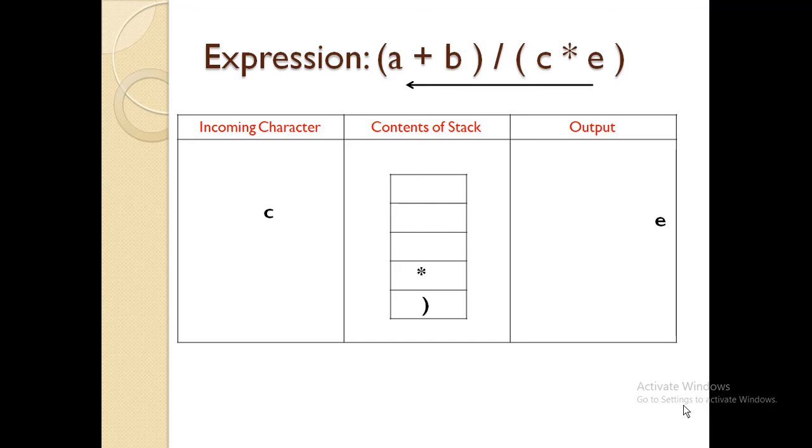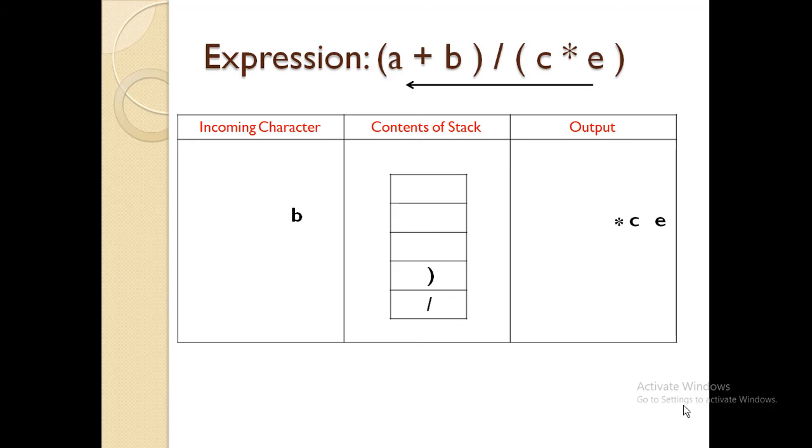Now next is C, directly display it onto the output string. Next is a closing bracket, sorry, an opening bracket. When the opening bracket is there, we have to pop the elements from the stack till we get the closing bracket. So here the multiplication symbol is popped out and the closing bracket is also popped out, but it is not displayed on the output string. Now next is division, so push it onto the stack. After that, a closing bracket, push it onto the stack.